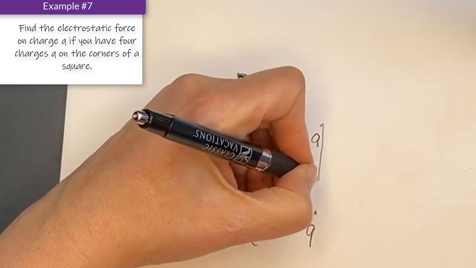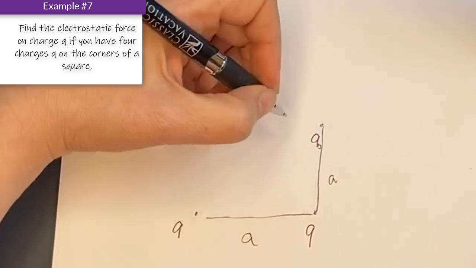Yeah, it's supposed to be a square. It doesn't really look like a square, does it? Sorry.